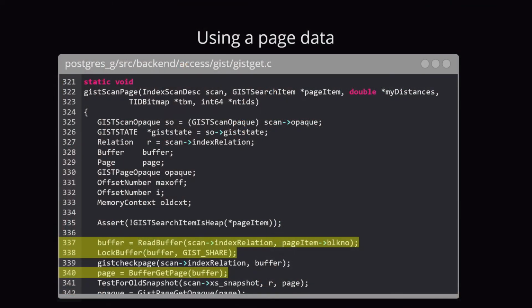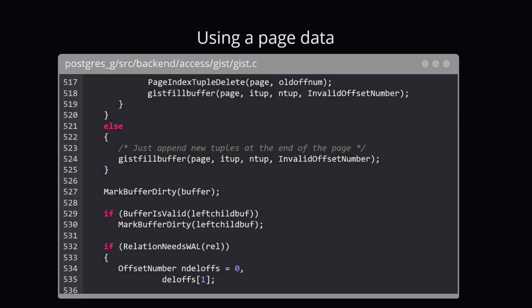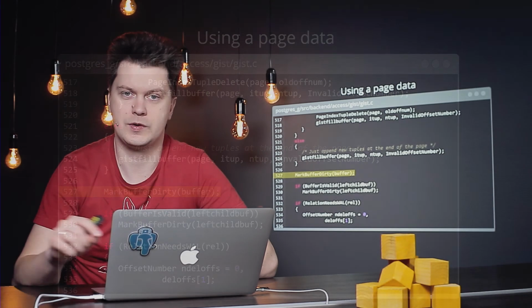To get an actual pointer into a buffer, you have to call a function called buffer get page and provide it with a buffer. After you change anything on a page, you have to mark it dirty. Dirty means changed in memory. This means when a page is evicted from memory, its contents have to be written on disk because it changed since it was read from the disk or since it was created.